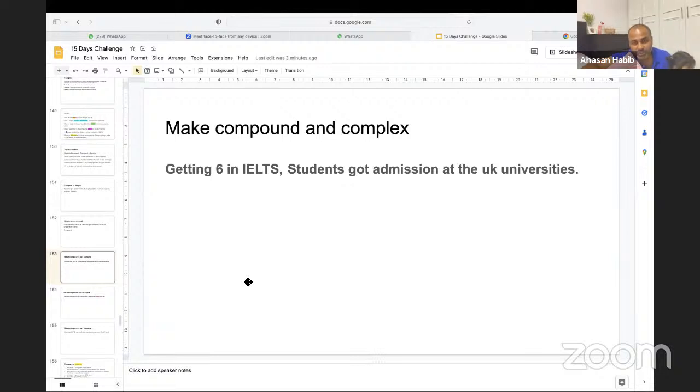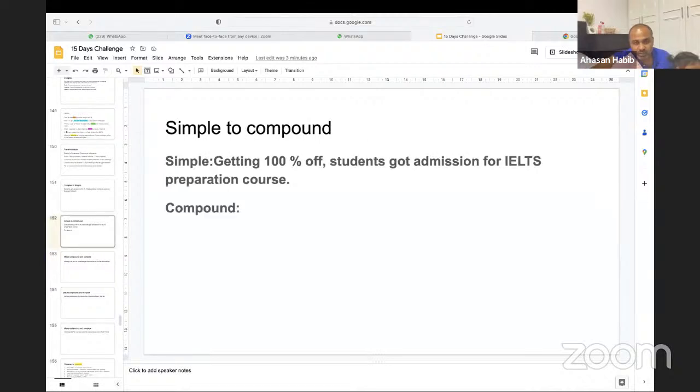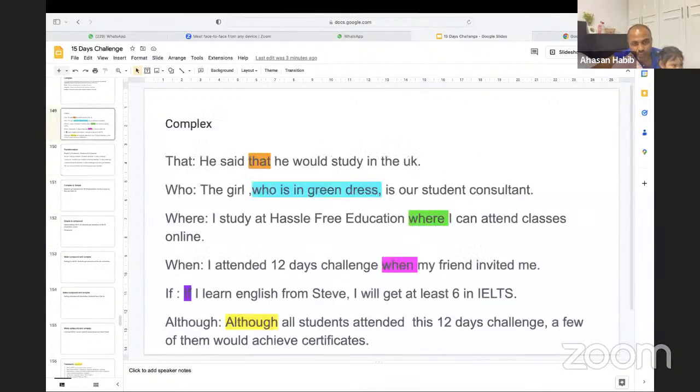So I'd like to see everyone's comments. Give me a complex sentence. This is the simple sentence: getting 6 in IELTS, students got admission at UK University. What would be the complex sentence? This is very interesting as well. Sometimes I feel it's complicated, but it's not once you understand these things. Can you remember the complex sentence words? That, who, where, when, if, though, although, as soon as. Using these, you can make a complex sentence. So try with when.